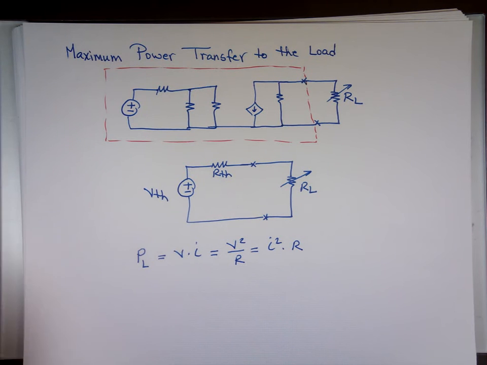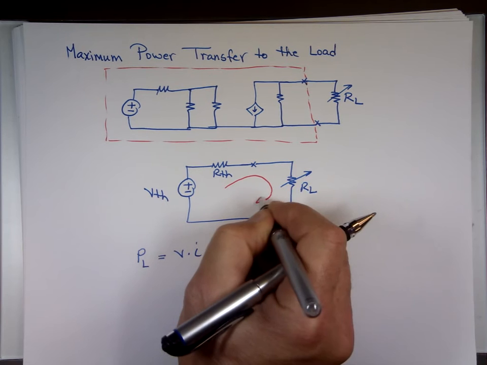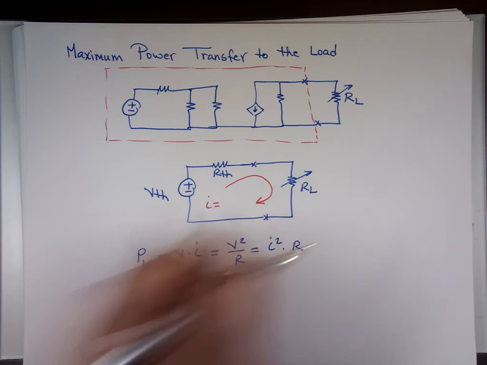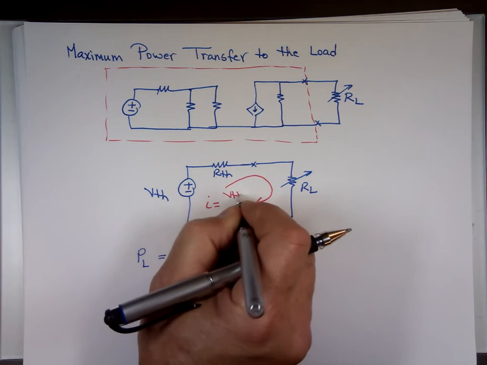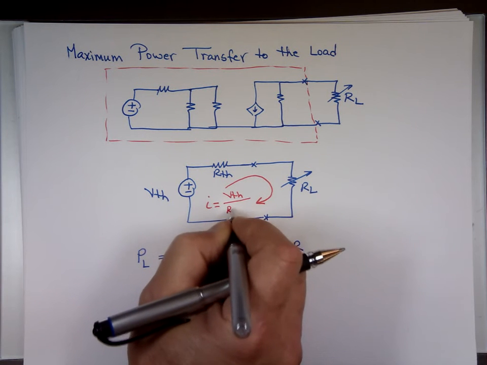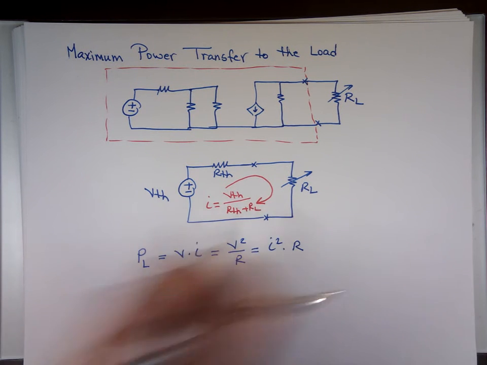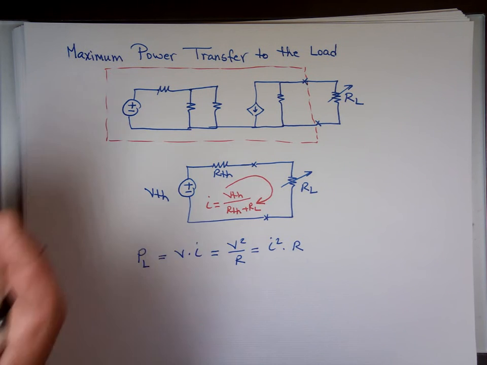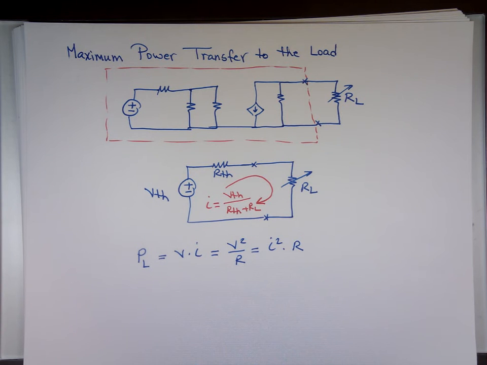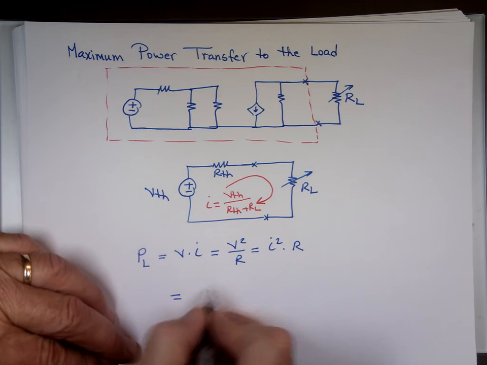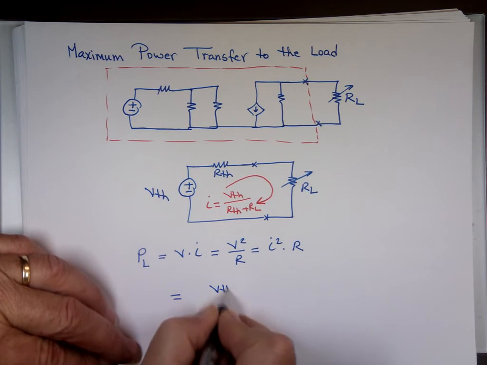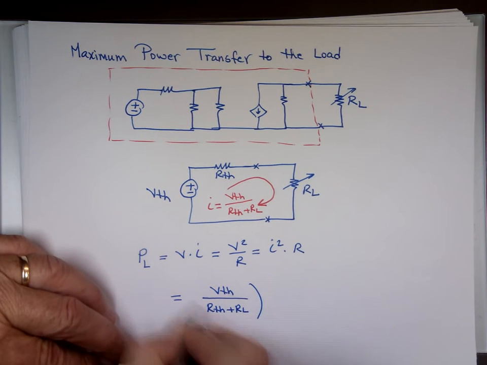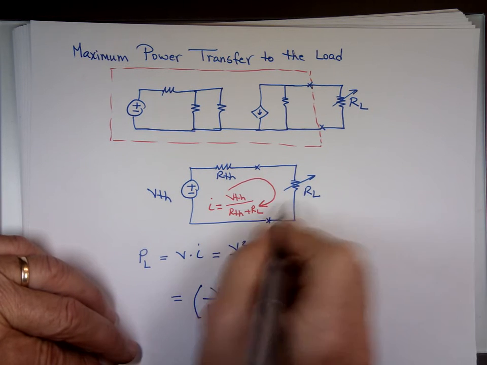Well, finding I is going to be easy here. I will be what? Isn't that V Thevenin divided by the sum of these two? Ohm's law. You can combine these into one resistor, and the current will be the voltage divided by R. So the power here will be I squared times R sub L. Well, I is what? V Thevenin over R Thevenin plus R sub L. You're going to square that times the value, which is R sub L.